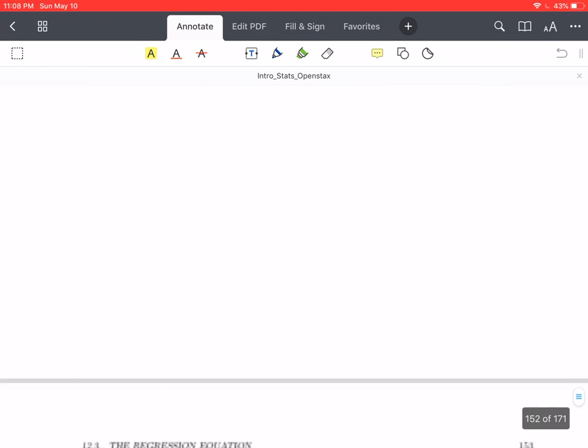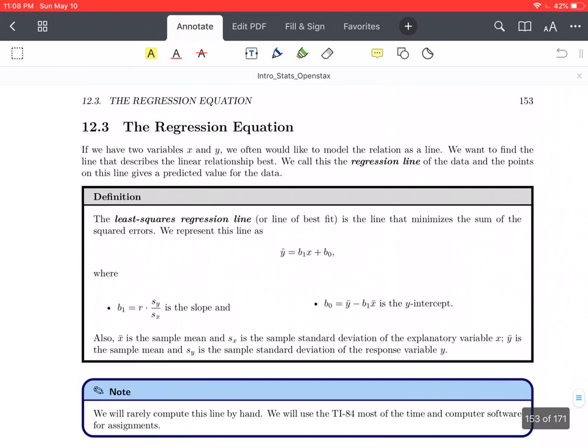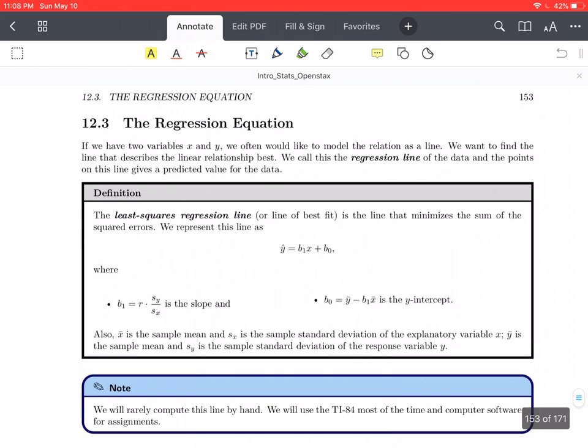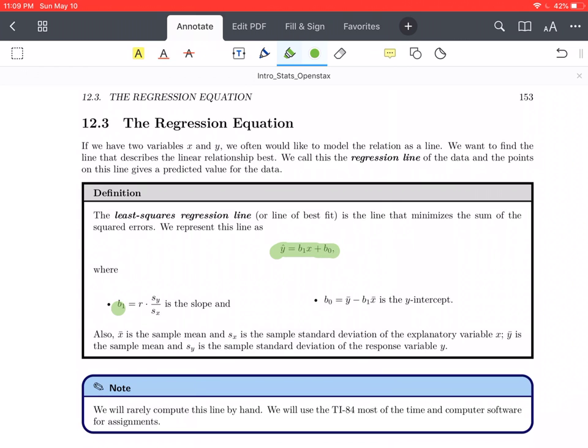Alright, so let's go ahead and get into this new section here. The least squares regression line, also known as the line of best fit, is the line that minimizes the sum of the squared errors. We represent this line as y hat equals b1x plus b0, where b1 is the slope and b0 is the y-intercept. Okay.